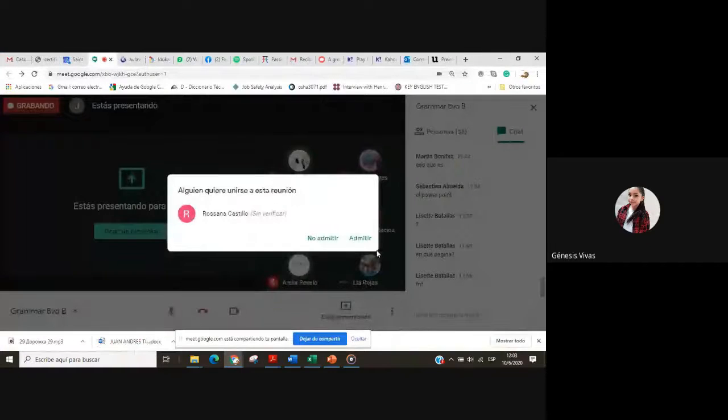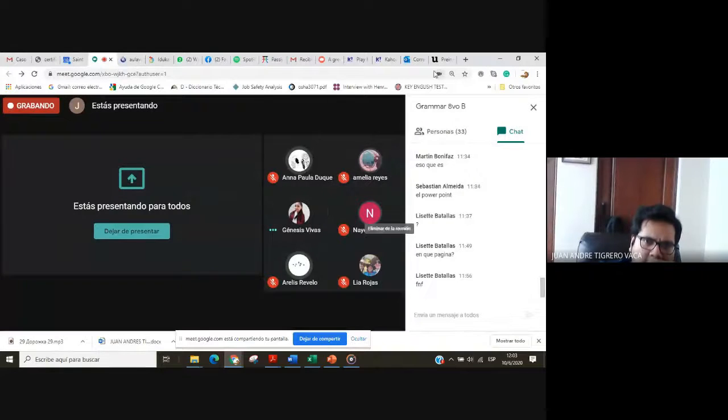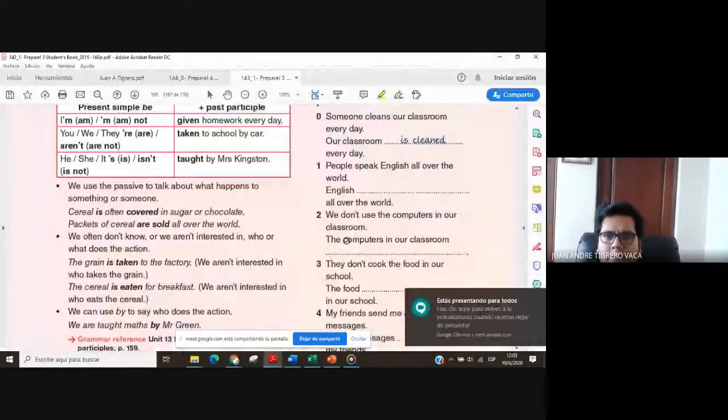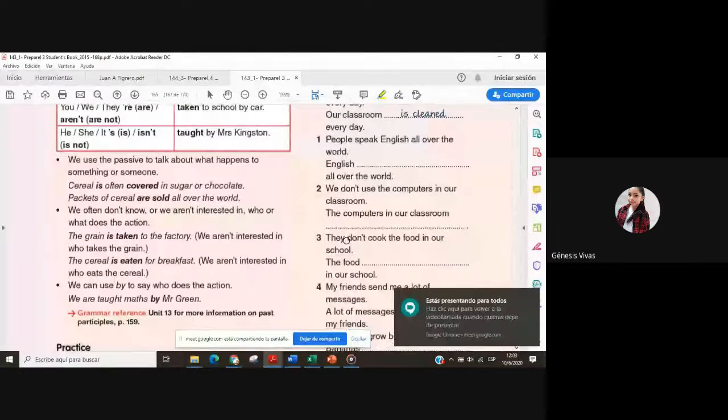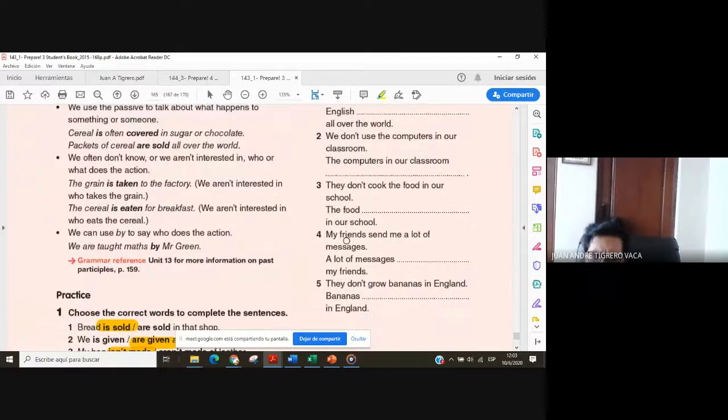Teacher. Genesis. And then Leah. The computers in our classroom aren't used. Very good. The computers in our classroom are used. That's number two. Now, Leah, number three.